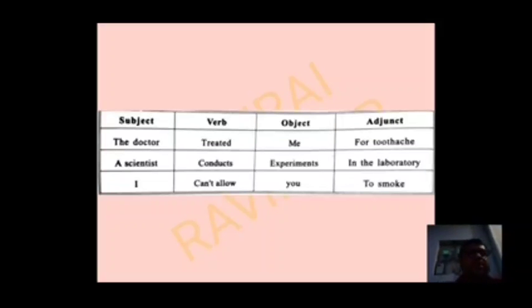Subject, verb, object and adjunct. The doctor treated me for toothache. A scientist conducts experiments in the laboratory. A scientist means any scientist, so if you mention his name particularly, then we use the. I cannot allow you to smoke. So this is one type of structure, and let us discuss another type.